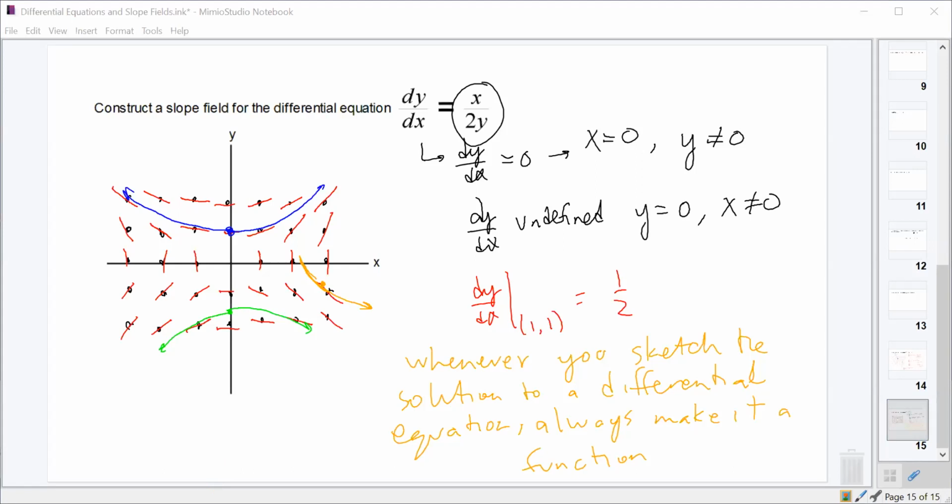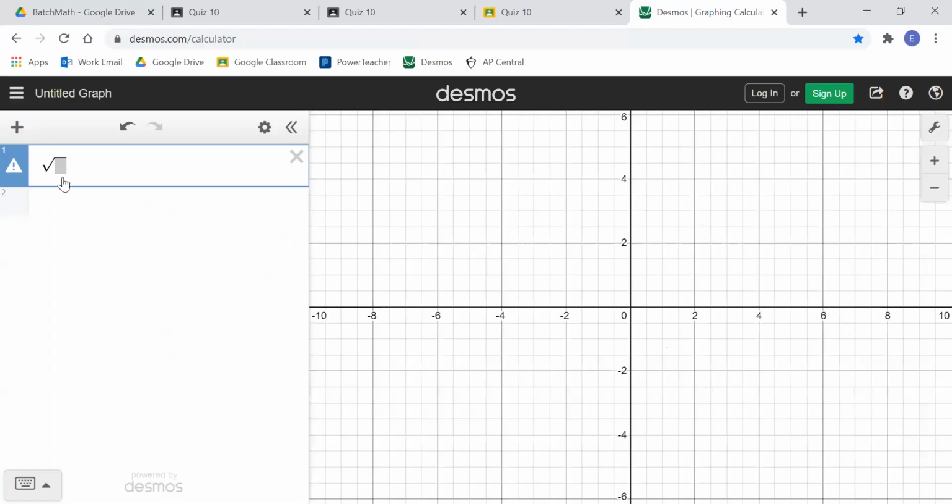You guys can see Desmos or no? No, we can't. Oh, now we can. Okay, sorry about that.